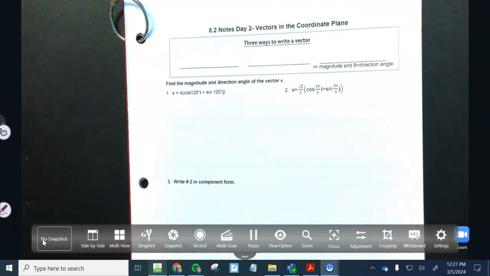So there's three ways to write a vector. The first way is component form, the pointy form with little points. Y'all know that. And then the next one is going to be linear combination form. And you know that's the stuff that has the letters i and the letter j.